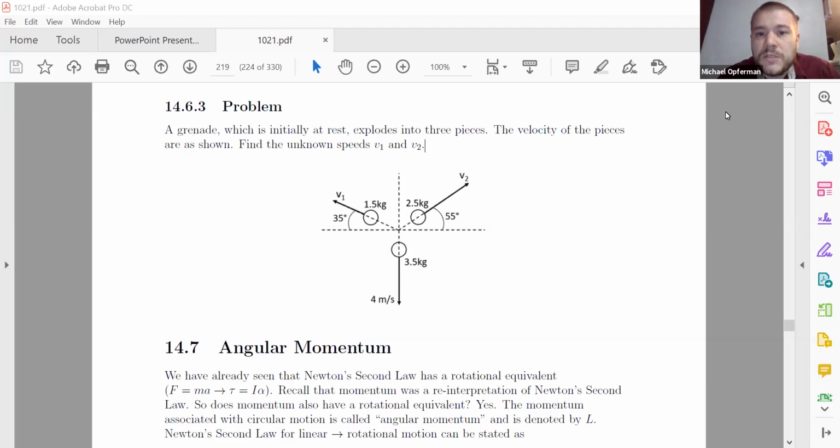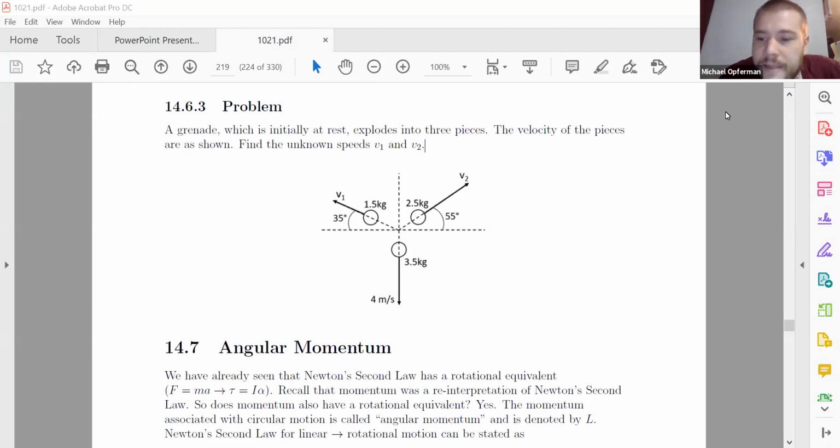So a grenade explodes into pieces. The velocity of the 3 pieces is given. 2 of the speeds are unknown. All the angles are known. And we have the masses of each piece. Step 1, identify the system. So the system consists of all 3 pieces added together.